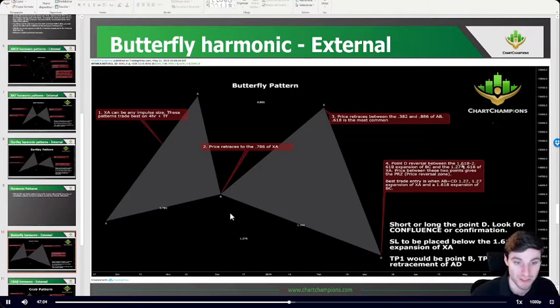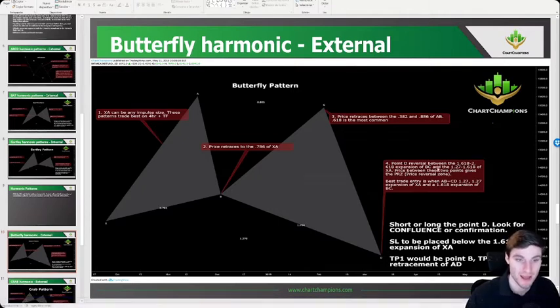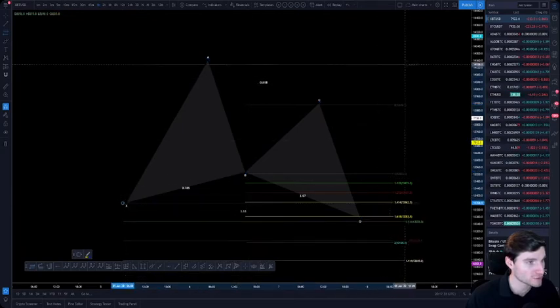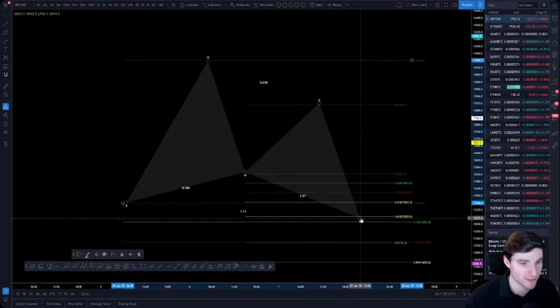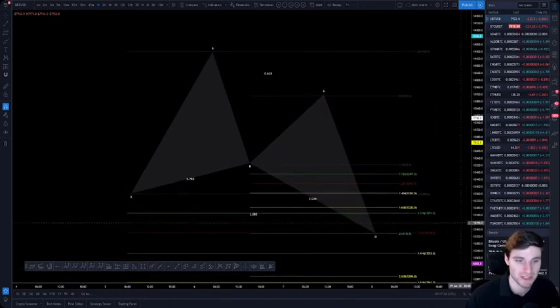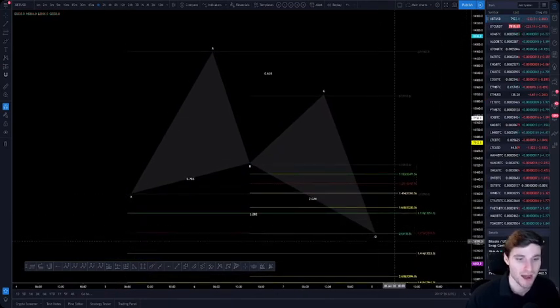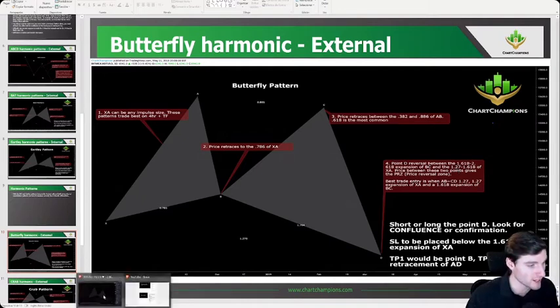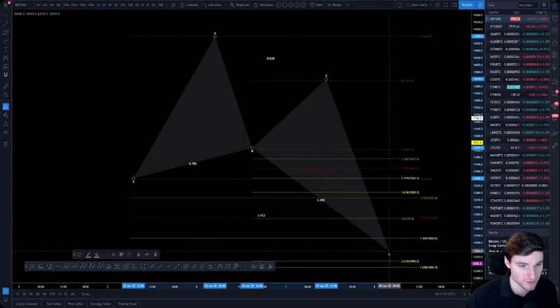So B to C, 1618 to 2618, and then between 1272 and 1618 of X to A. This is another one of X up to A, and we could say there would be some confluence here. Obviously, not a 2618 or 1618 exactly, but it's in the region, the 2 and the 1272. So between the 2 extension and the 1272, I guess I could line this up here. And then say, well, this is very nice indeed, isn't it?